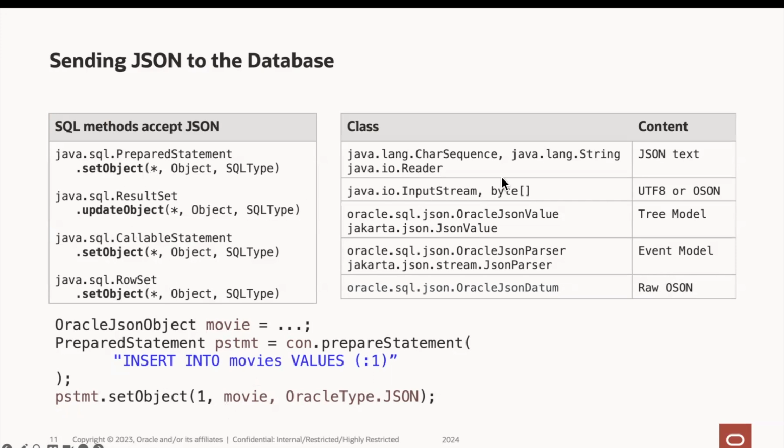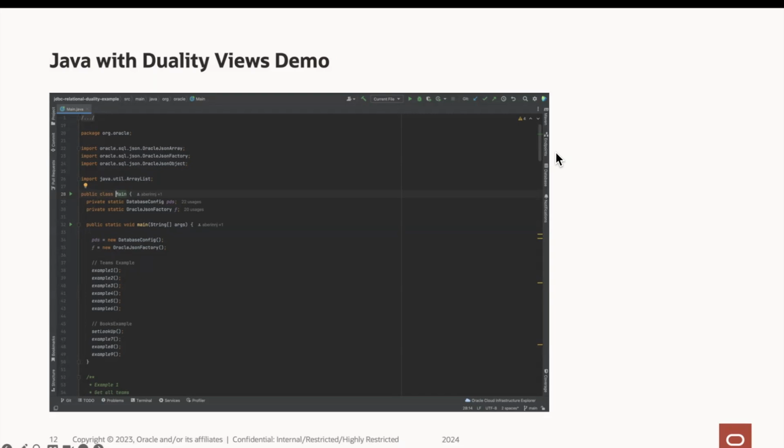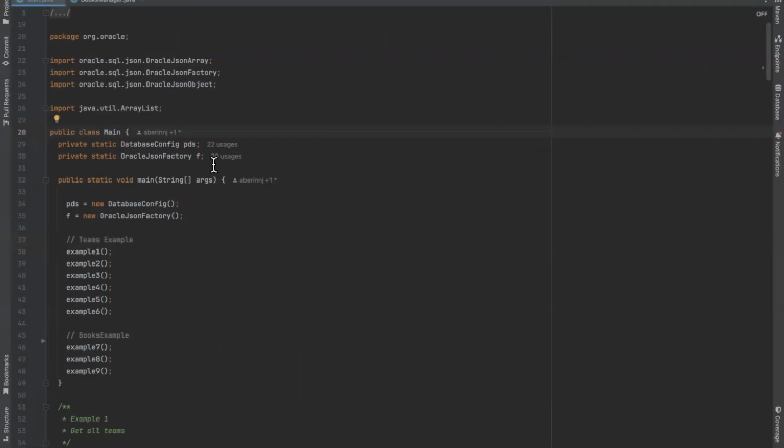Meanwhile, other representations of JSON are also available, and these can be used with setObject to send your JSON document to the database. All right, let's take a closer look with this demo. Here we have a Java application that demonstrates interacting with JSON in general. In this video, we will look at three examples, examples 7, 8, and 9, although the rest of the examples demonstrate a little more of the same on duality views.